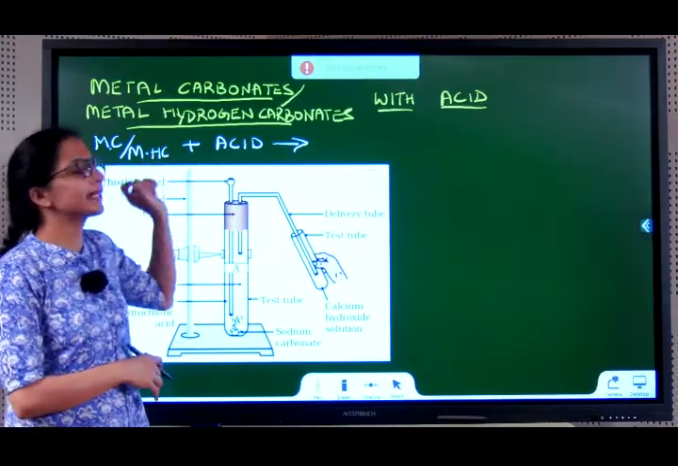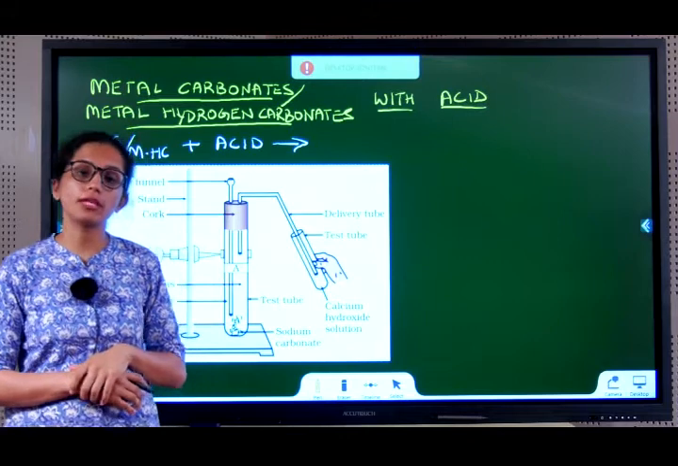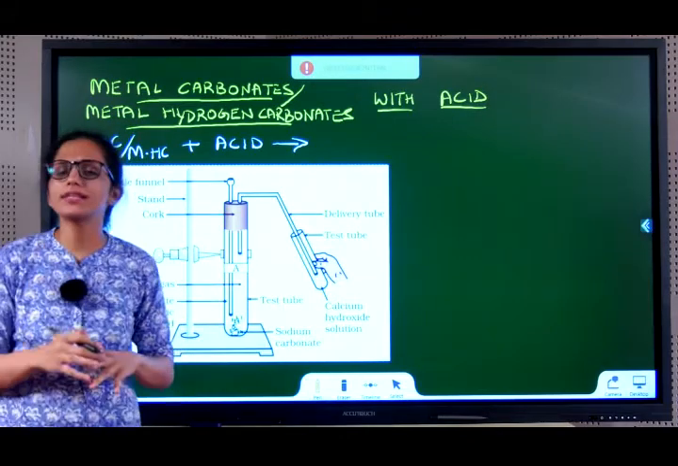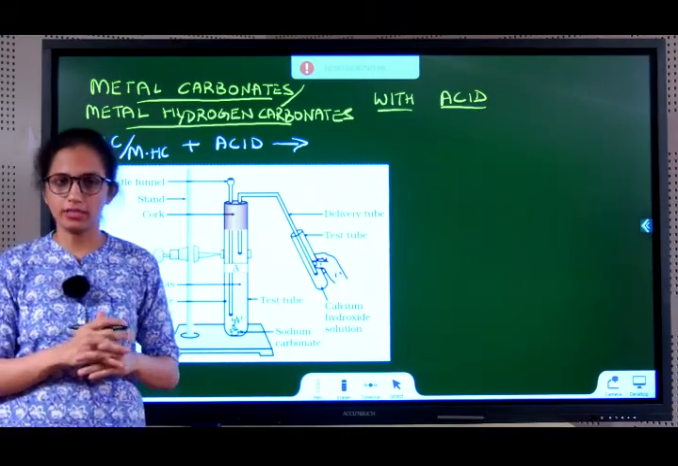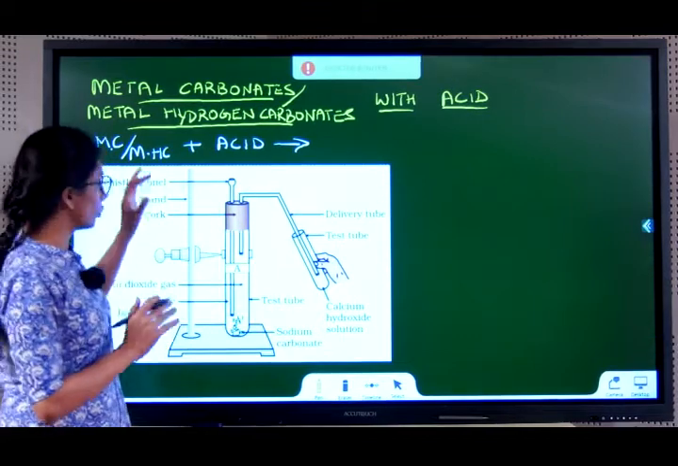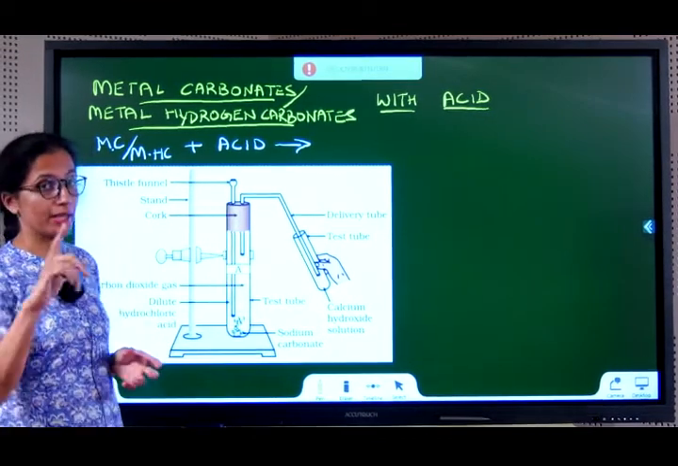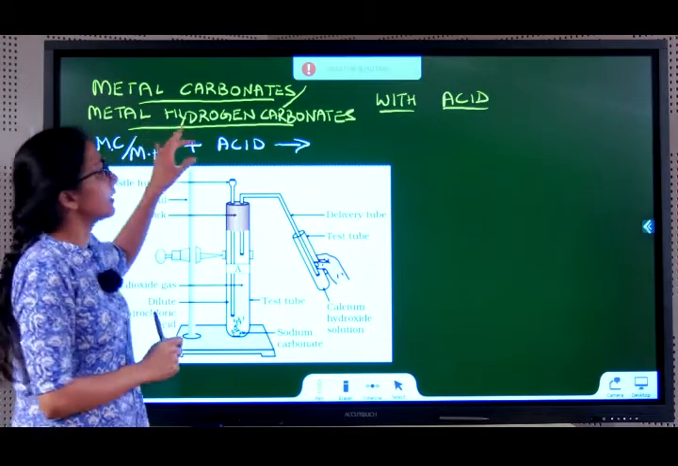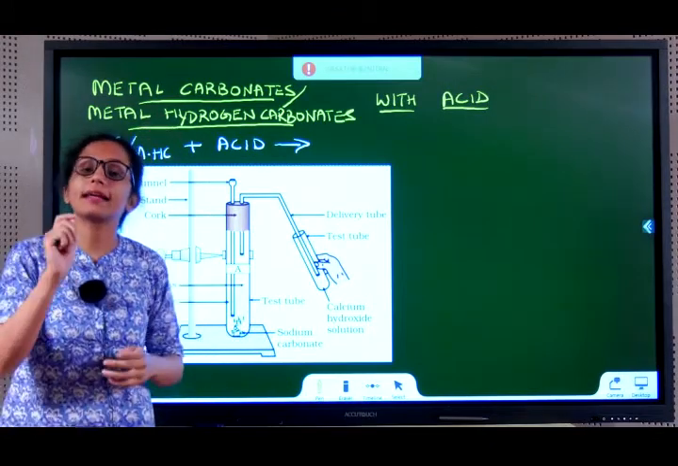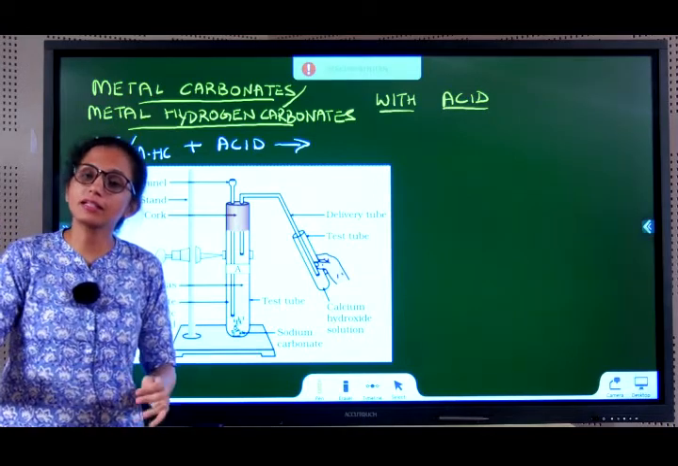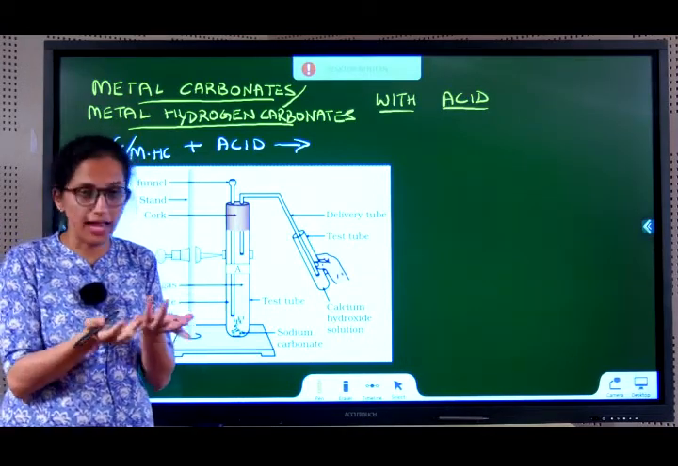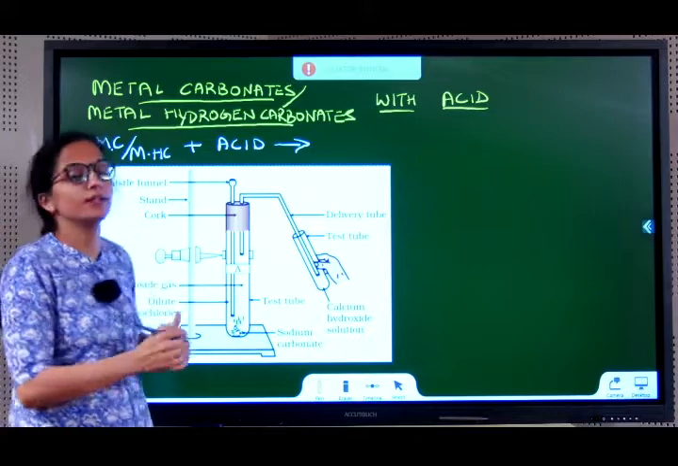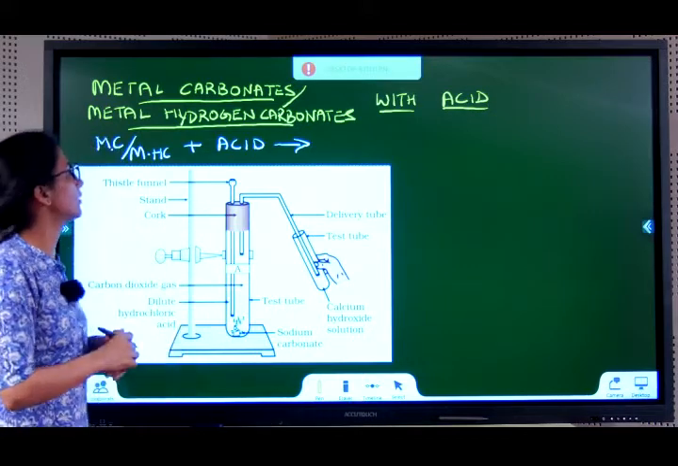Next we study how metal carbonates or metal hydrogen carbonates react with acids. Why are we studying only with respect to acids? Why are we not studying with respect to bases? You will study a few other reactions with respect to bases, but particularly why with acid over here is that metal carbonates or metal hydrogen carbonates are slightly basic in nature. If they are basic in nature, who will they tend to react with? Acid, which is why we are studying metal carbonate or metal hydrogen carbonate with acid.